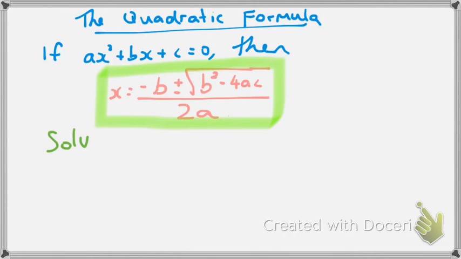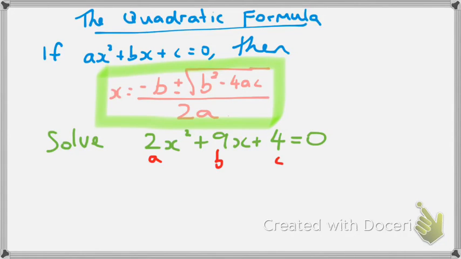So let's solve 2x squared plus 9x plus 4 is 0. Right? So we use the quadratic formula. And we note that the number in front of x squared is a, so that's 2. The number in front of x is 9, so that's b. And the number at the end is c.